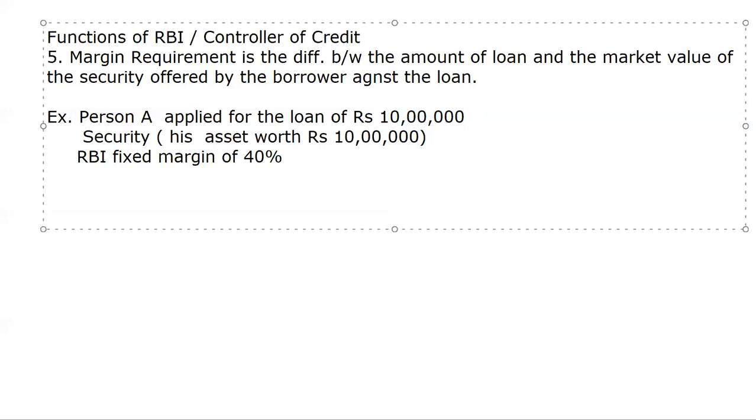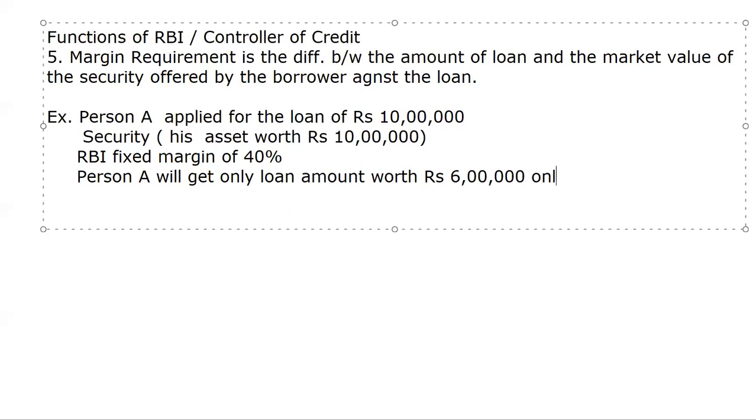So it means this person A will get a loan amount worth rupees 6 lakh only, because 40% margin would be kept by the commercial bank, because this is the percentage which has been fixed by the central bank of the country.